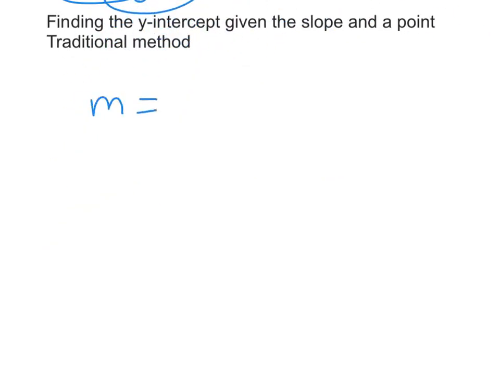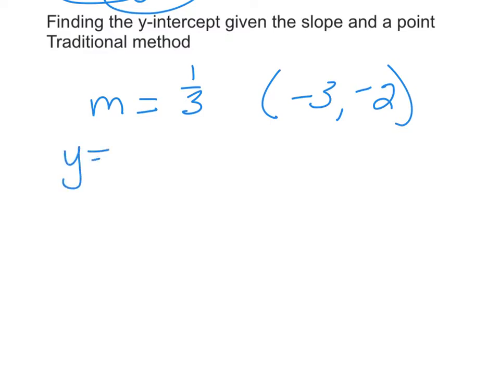Let's say this time we have a slope of 1/3, and the point that they tell us the line goes to is that. Again, start off with this and plug things in. Label our point, x, y, and then plug in.